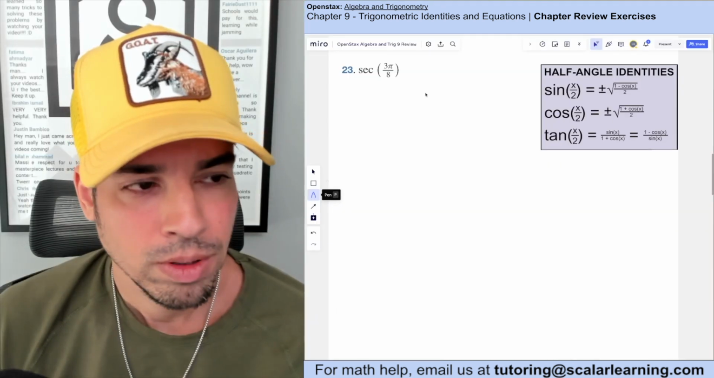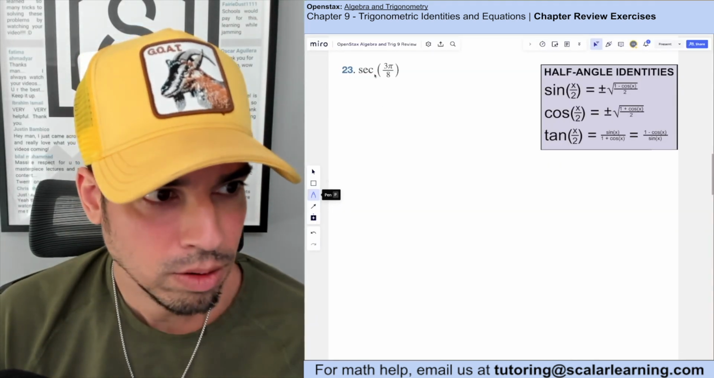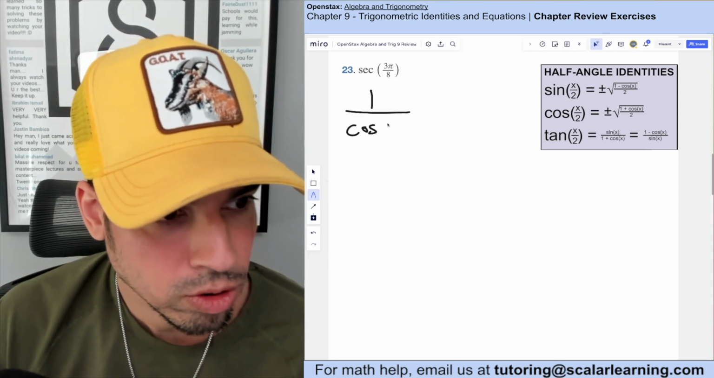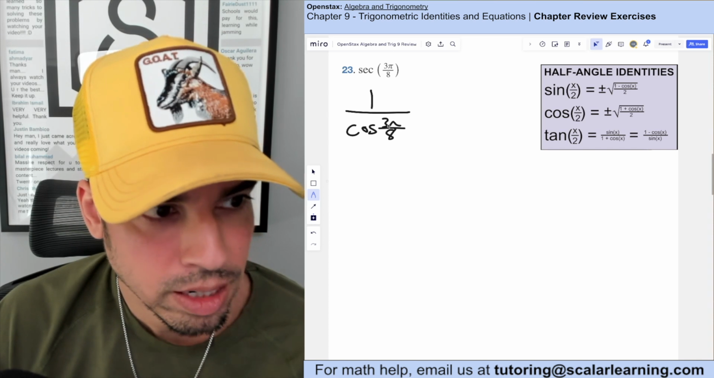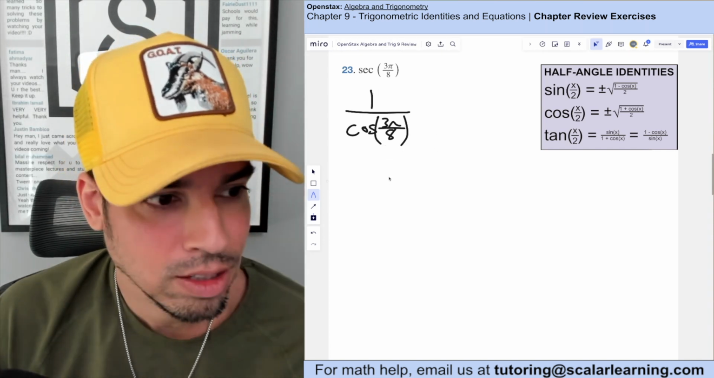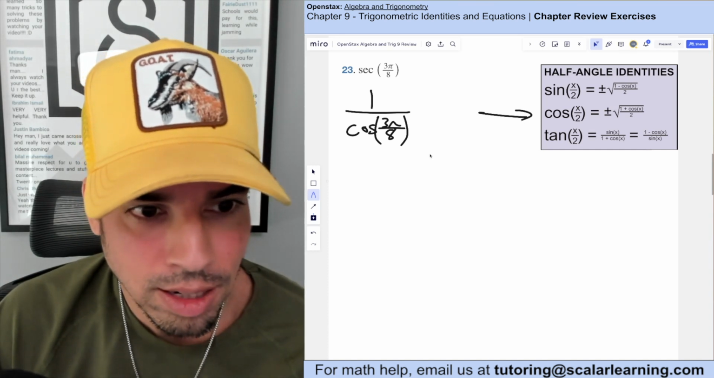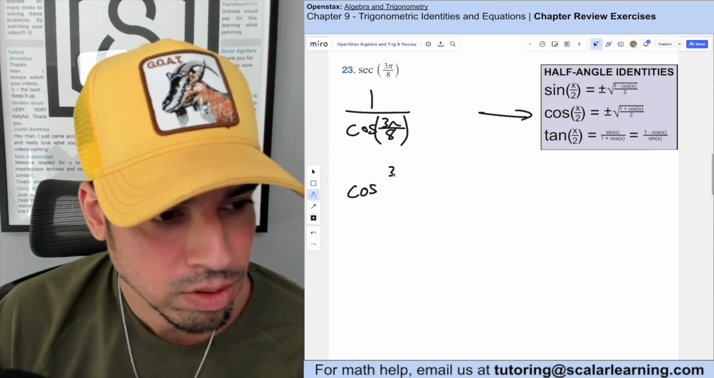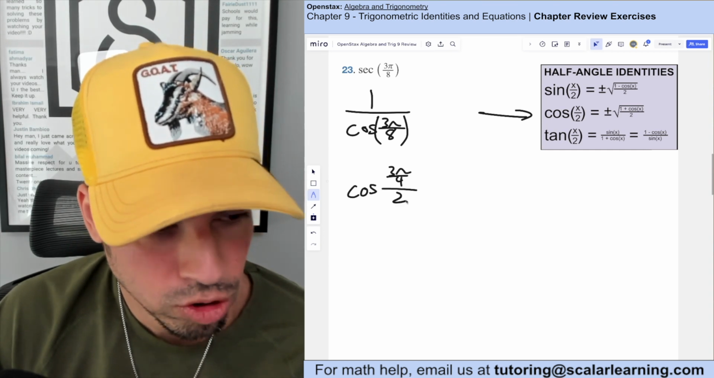Done. All right, so for this one, we're going to start by recognizing that secant is the same as 1 over cosine of 3 pi 8ths, right? The reciprocal identities. And then the situation is that 3 pi 8ths is not on the unit circle. So I'm going to use this identity, because this is the same as cosine of 3 pi 4ths over 2, right?